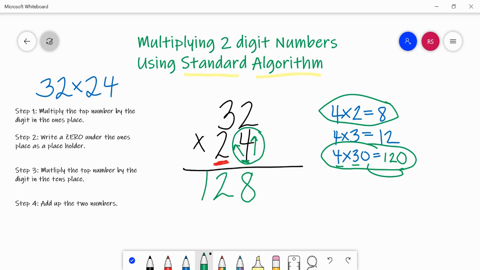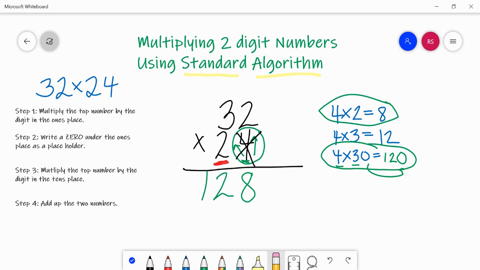So I am done in the ones place. I have taken that 4 and I've multiplied it by both of the digits up top. I am done. So here's what I do. I'm going to cross off this 4. I'm done with it. I no longer need it. It's not of any use to me.